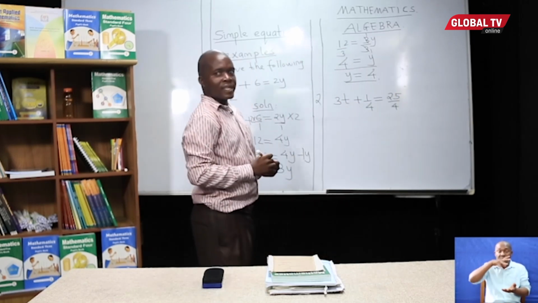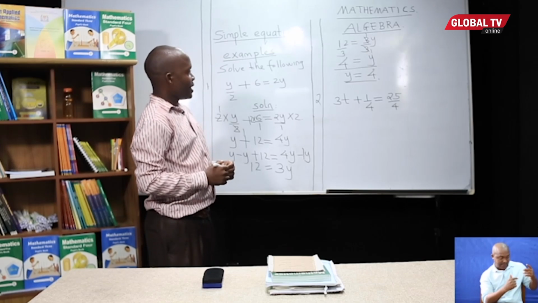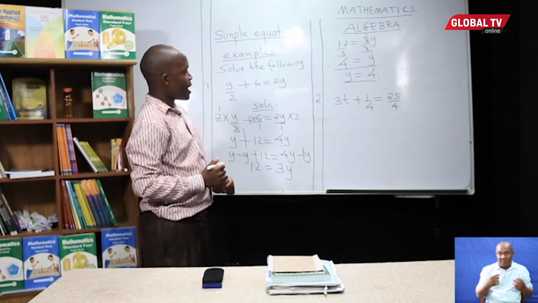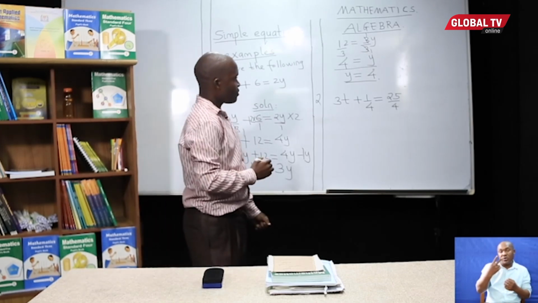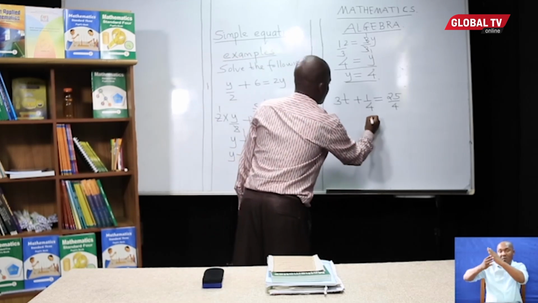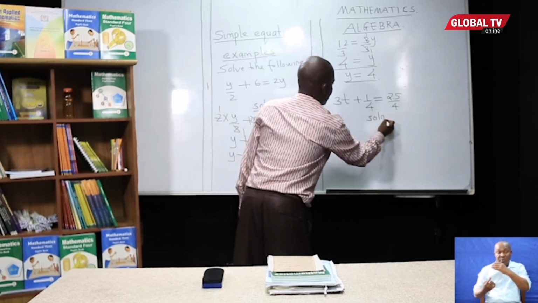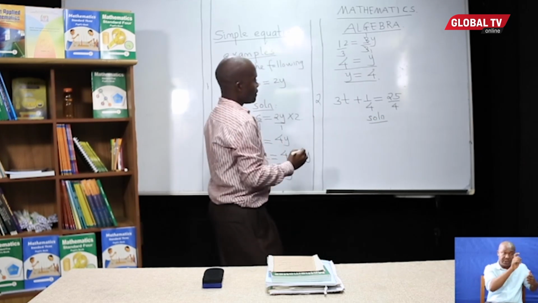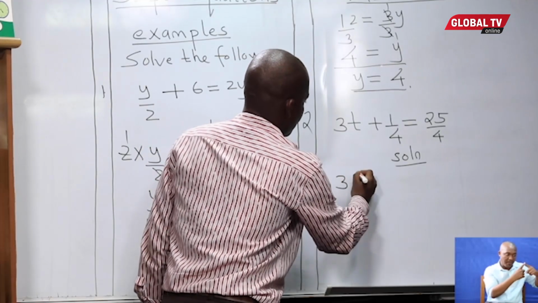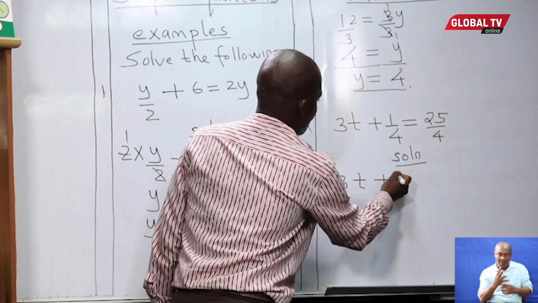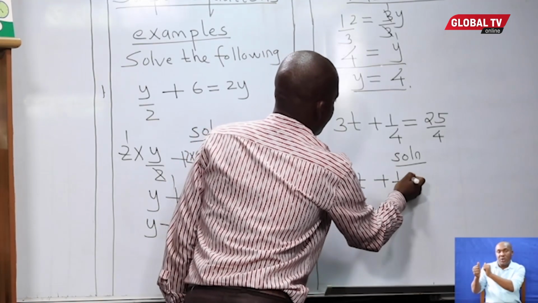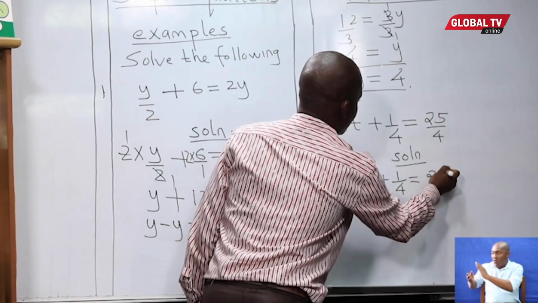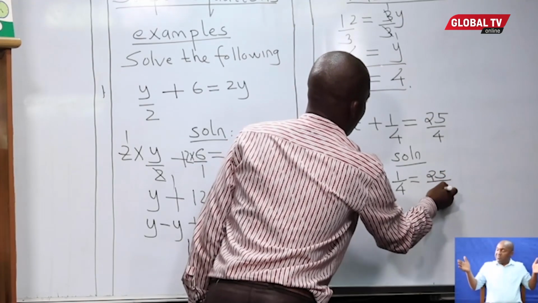Find the value of letter t. 3t plus 1 over 4 is equal to 25 over 4. Solution. From our question, 3t plus 1 over 4 is equal to 25 over 4.